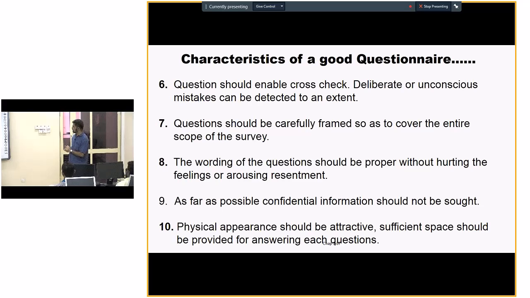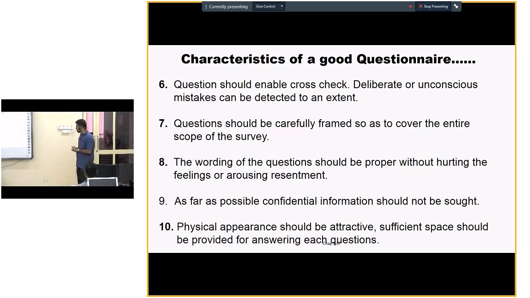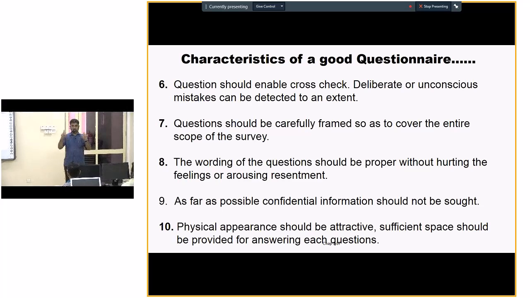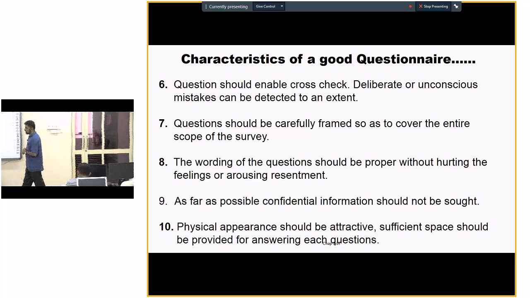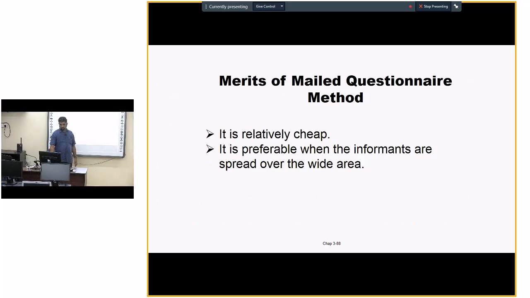Physical appearance should be attractive, with sufficient space provided for answering each question. Then we have to have a very attractive questionnaire, and space should be there, right? Sometimes we can see a very complicated questionnaire, and we don't like to fill them, right? You also have already filled a number of questionnaires, no, for other researchers and institutions. That is the reason. So it should be an attractive questionnaire, right?